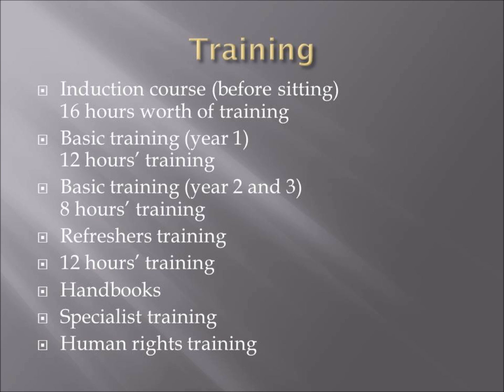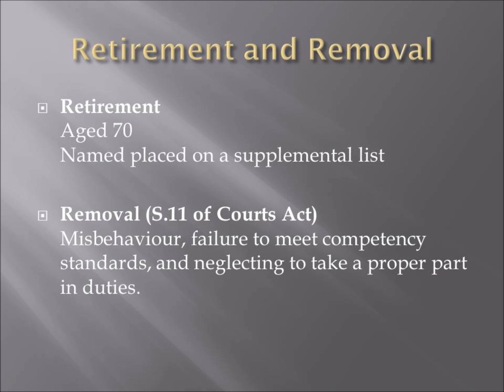Okay. Retirement and removal. Retirement age is 70, but your name will actually be placed on a supplemental list, so if they do need you to work again, you're there. And if you have to be removed, it will be because of misbehaviour, failure to meet competency standards, and neglecting to take a proper part in your duties.